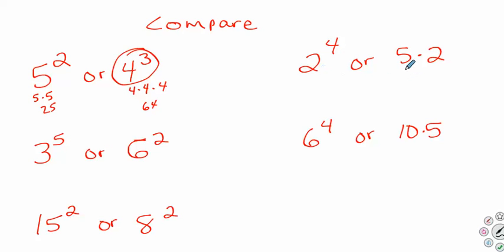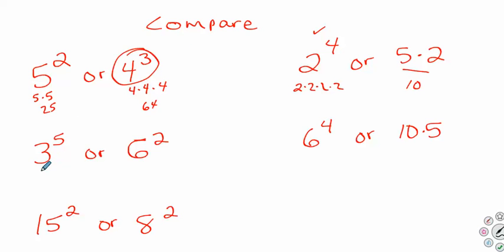Let's look at this one. 2 to the 4th power or 5 times 2. Well, I can easily do 5 times 2 is 10. And I know that 2 to the 4th power is 2 times 2 times 2 times 2. Well, gosh, 2 times 2 is 4. Times 2 is 8. Oh, times 2 is 16. So that's the greater number. Okay. So you can keep going through these.